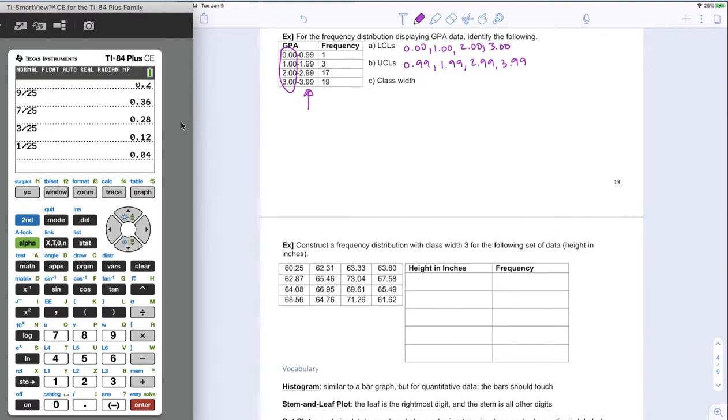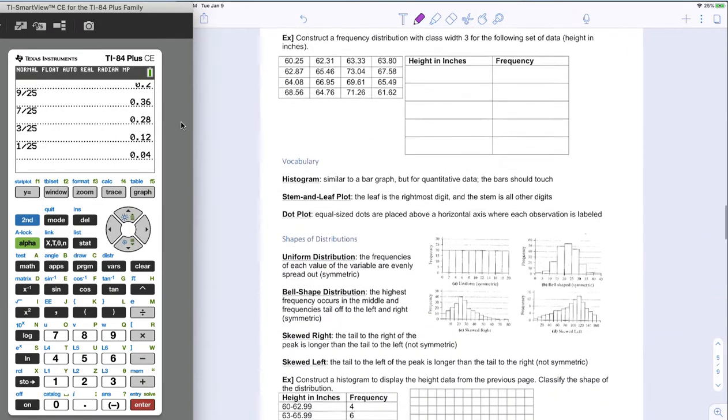And then lastly, the class width. The class width is the difference of consecutive upper or lower class limits. So I'm going to take a look at these last two lower class limits. I'll just subtract them. So the class width is 1. So you'll notice that the lower class limits go up by 1 each time, and the upper class limits also go up by 1 each time, and that is why it's called the class width.